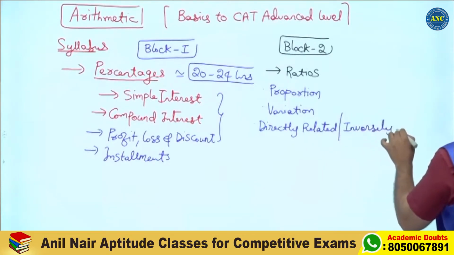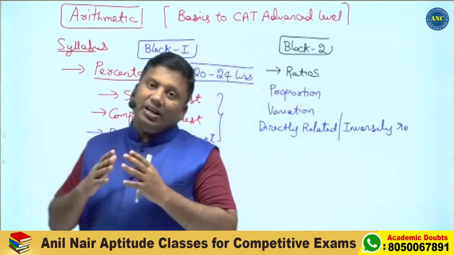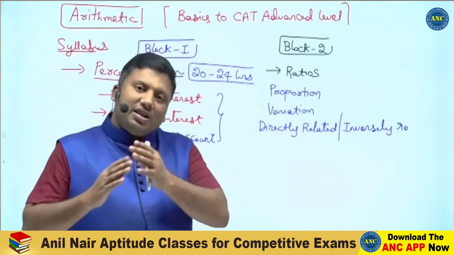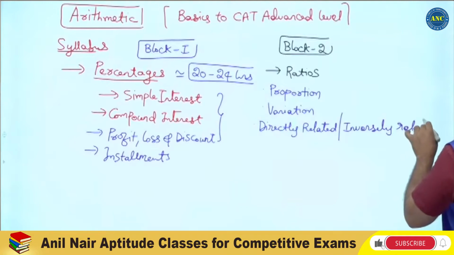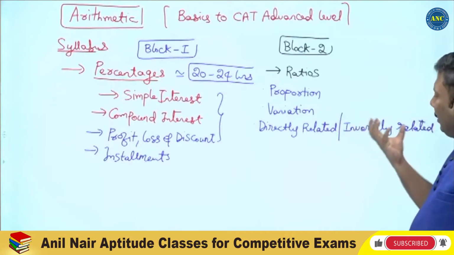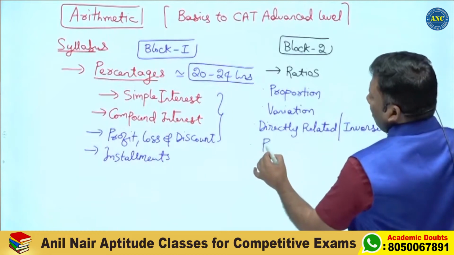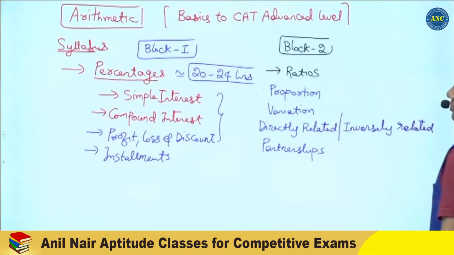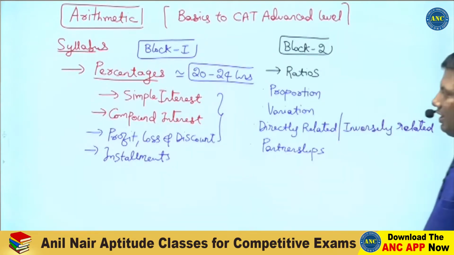There is a difference between direct proportion and direct relation. In direct proportion, if A doubles, B also will double. But in directly related, if A increases, B increases, not in the same proportion. Most teachers will not touch upon this concept. Very, very important concept. Proportion, variation, directly related and inversely related. And then we will also solve a good number of problems based on partnership. Proportion, variation, directly related, inversely related and partnership.